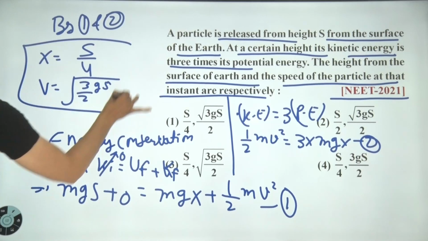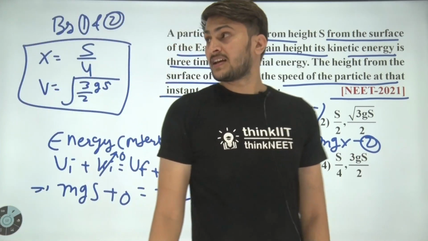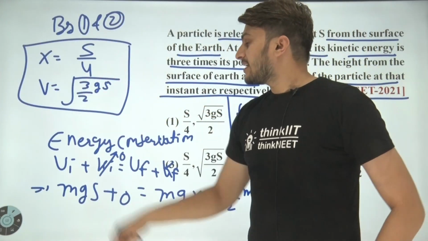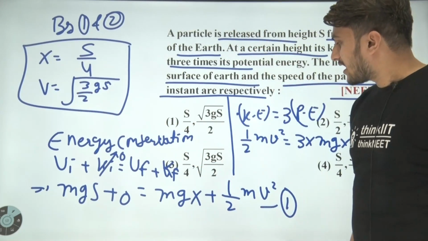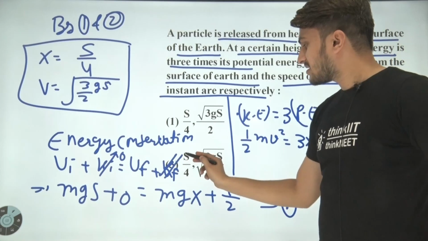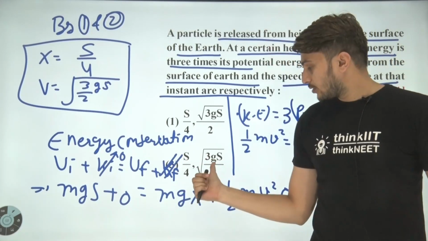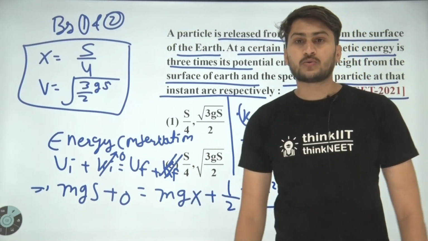So this is the value of x and v: x is s by 4 and v is equal to under root 3 by 2 gs. That means the correct answer is option number 3, which is s by 4 and under root of 3 gs by 2. Thank you.